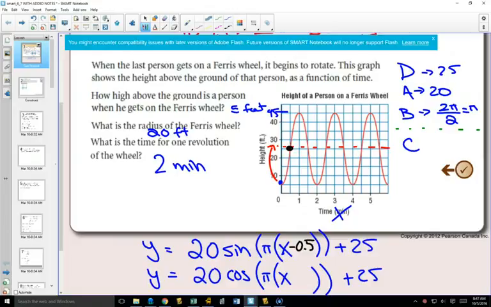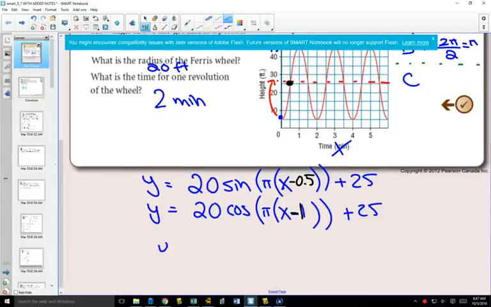Where does a cos graph start? At a maximum. When is our first maximum? 1 to the right. So we could write, here I'll do it in black, minus 1, and that would be a cos graph. The most common equation for this graph is this one.